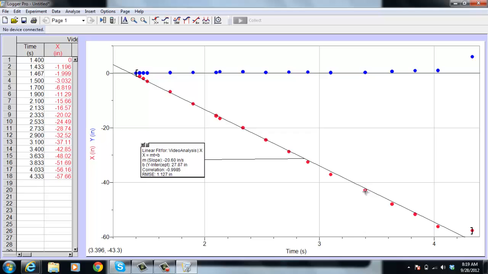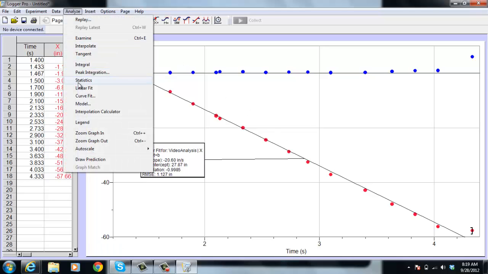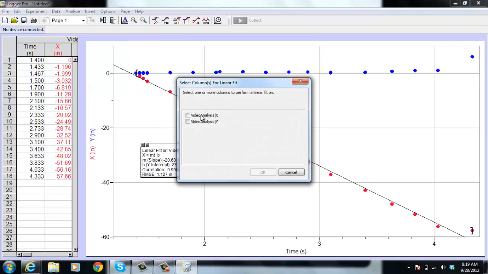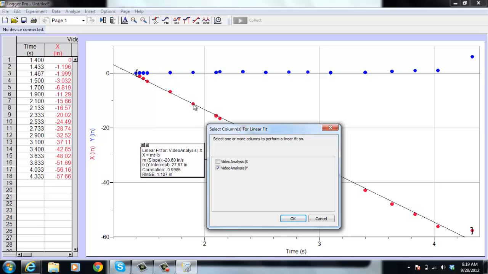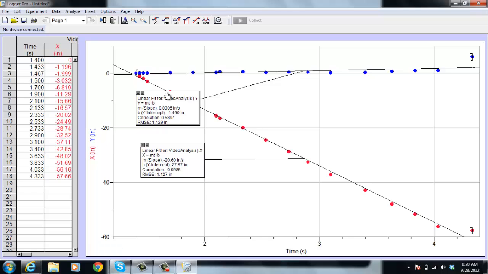Just to drive this point home, let's come up here and do analyze, linear fit of the y. And what do you think the slope is going to be, or what do you think the velocity is going to be in the y direction? Answer that out loud. Say it out loud. Okay. What do you think it is? I hope that you said 0.